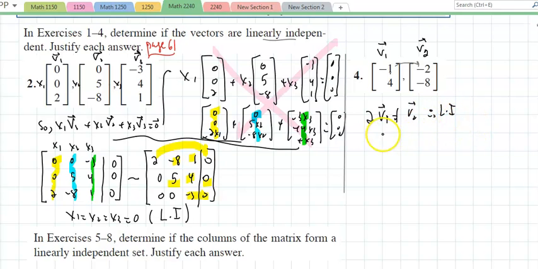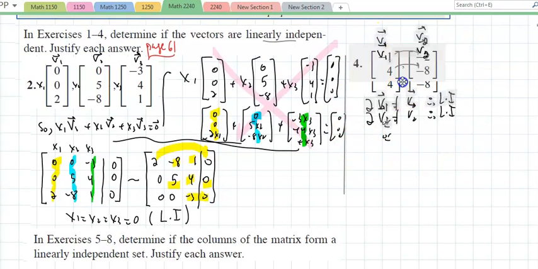That's simple. Or you are welcome to try x1 times negative 1. Let me write it out again. I'm not going to do that after this. You are welcome to write it out.